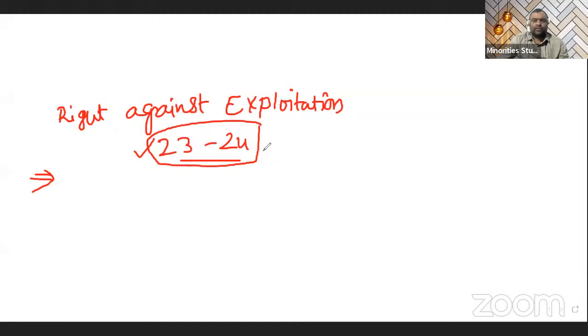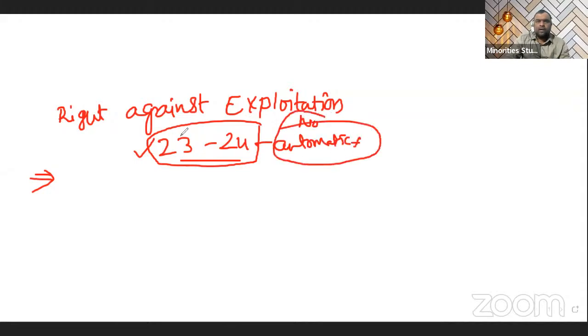These two articles are, first of all, not self-executory. What is the meaning of not self-executory? Not self-executory means these articles will not come into force automatically, because for these two articles, the Parliament should make a law for implementation.